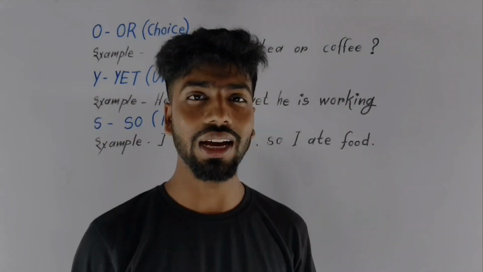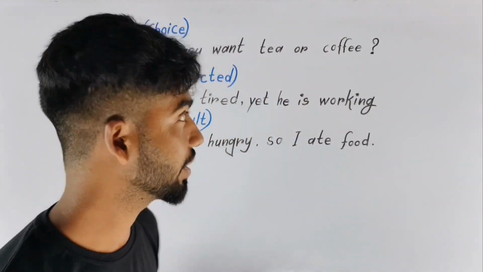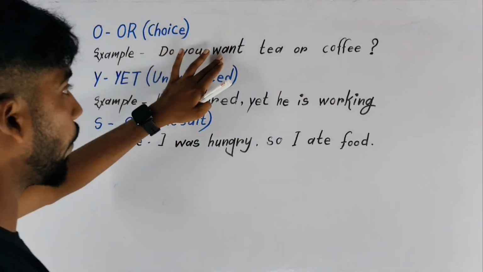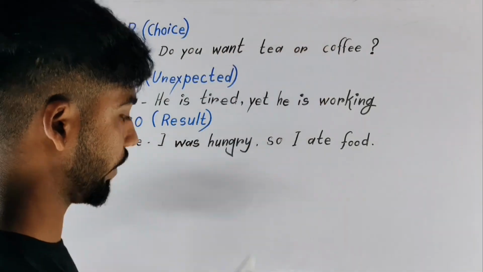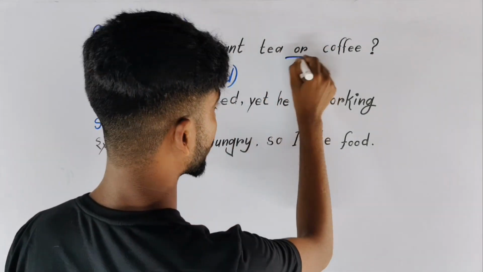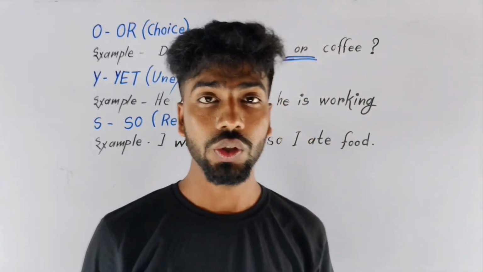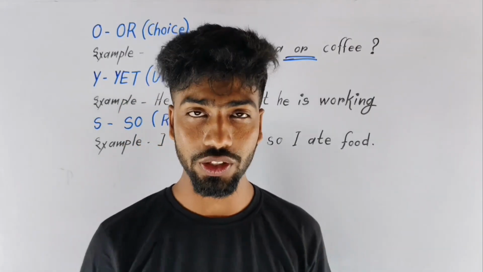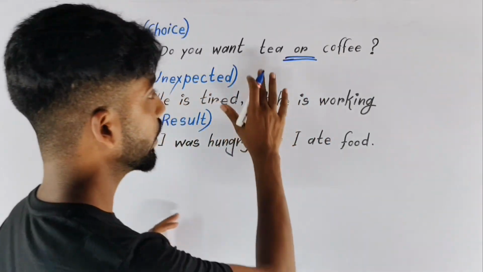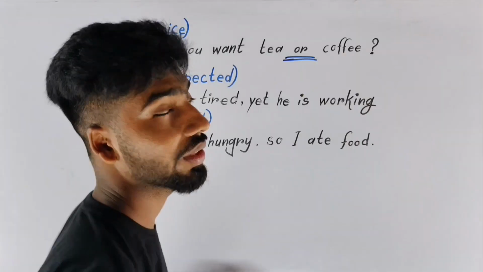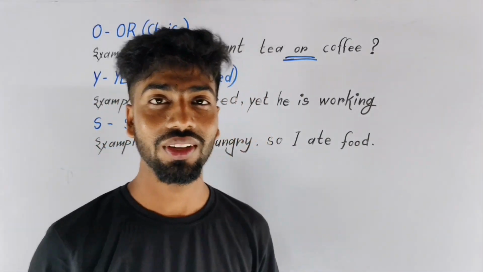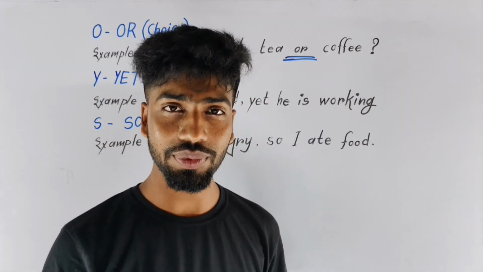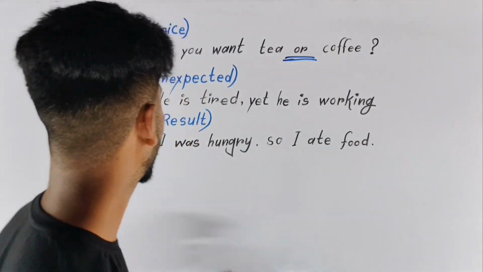Now let's talk about choice. For example, do you want tea or coffee? Here, or is used to give a choice. You can choose one option, tea or coffee. The choice is yours.